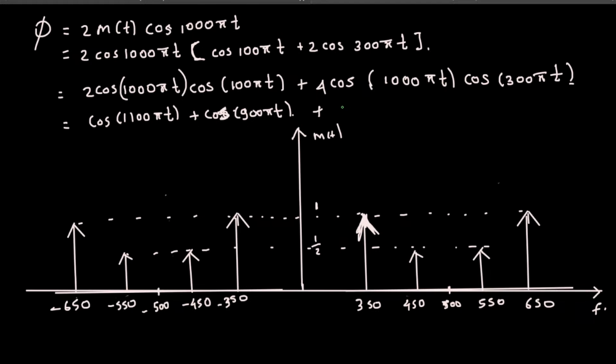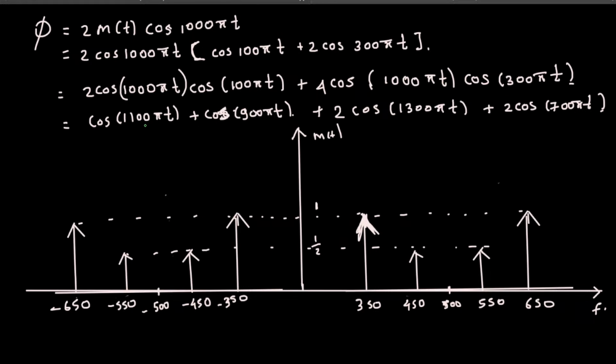So this value becomes half, and we will get the addition of these two. The bigger one is going to be a, the lower one is going to be b, addition one time, subtraction one time. So if you do that, this is going to be cos of 1000 plus 300, that's 1300 π t, and then plus 2 cos of 1000 minus 300, that's 700 π t. Okay, so this is what we have derived.